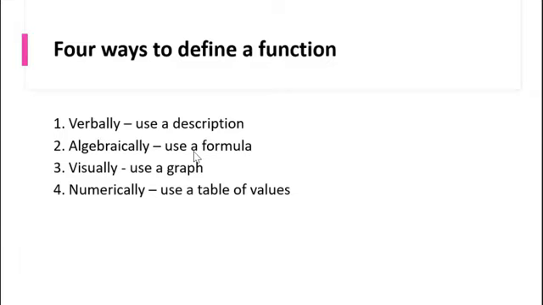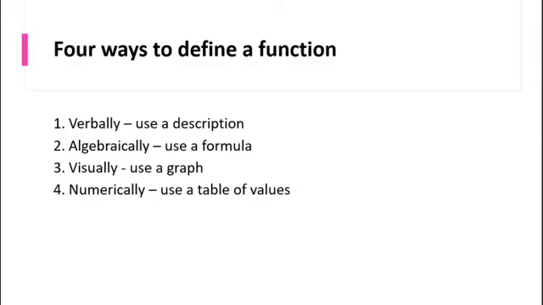Algebraically, this is the one we're most familiar with. You would see f of x equals 2x, something like that, where you have something that is giving you a mathematical description. Visually, this is where we're graphing them. So you can use graphs to describe it. And numerically, this is a table of values. These are all very good ways to define a function. They all have their purposes.